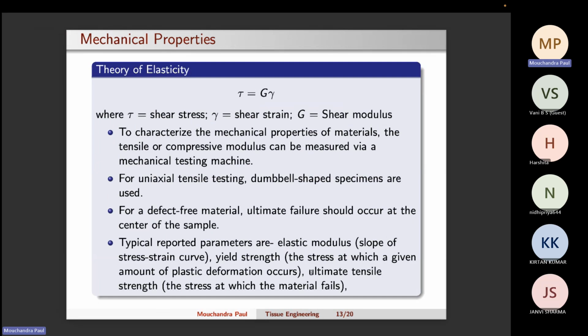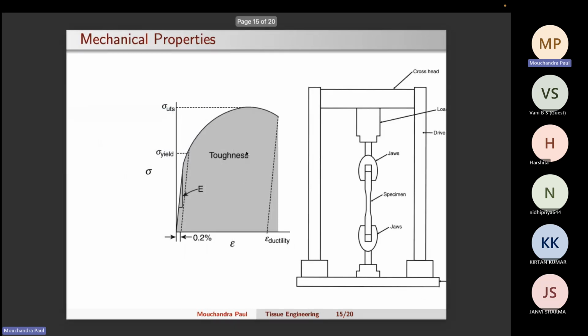Then we can also estimate the ultimate tensile strength. Basically, it correlates to the maximum amount of stress that the material has experienced before it fails, means it breaks off. Before it fails, that is the ultimate tensile stress. So here at this point, you can see the curve is ending. That means the material has failed. And before reaching that point, it has reached a peak value of stress. That is the ultimate tensile stress.